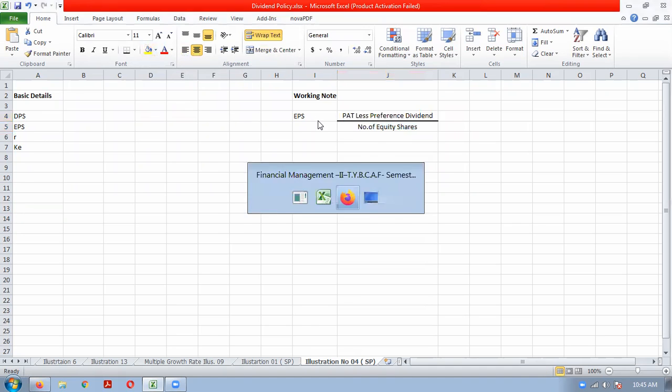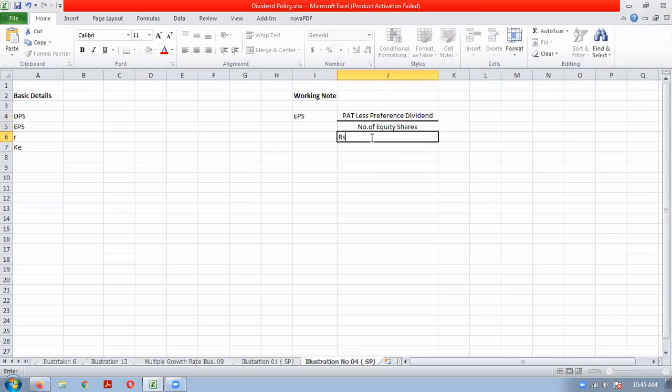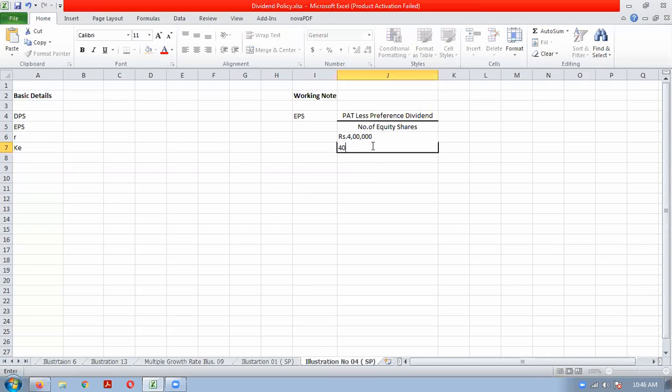Okay, so profit after tax is given in the question. See, earnings of the company 4 lakhs, rupees 4 lakhs. Preference share capital is not there in the question, so preference dividend will not be there. So directly we can divide it by number of equity shares. Number of equity shares is 40,000. So what will be the earnings per share?